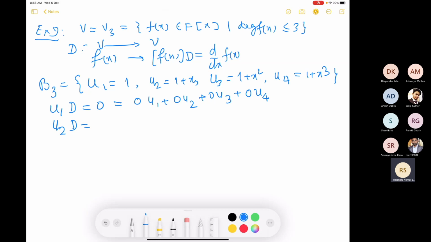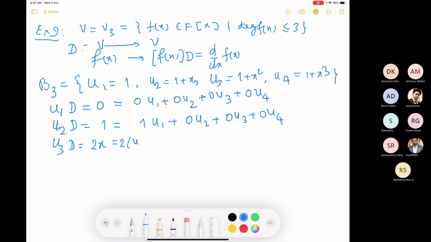U2D is the derivative of 1 plus x. So this is 1, and this is U1. So it is 1U1 plus 0U2 plus 0U3, 0U4. U3D is the derivative of 1 plus x squared. This is twice x, and you can see that this is 2 into (1 plus x) minus 2. So this is 2U2 minus 2U1, twice U2 minus U1. So this is minus 2U1 plus 2U2 and 0U3 plus 0U4.